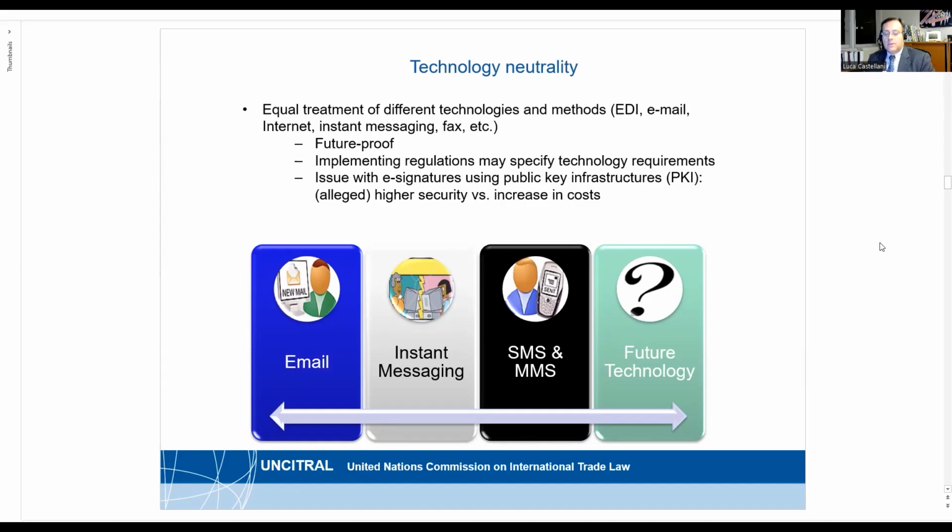Normally, these are considered with higher security, although it has to be seen, of course, in the context. But at the same time, there are also some costs associated with this. So one has to see in practice, in each case, whether the use of PKI is justified under the circumstances or not.